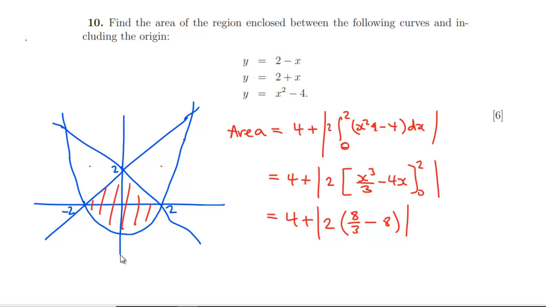Right, so we're taking the magnitude of that. So that is going to be 4 plus, well, we can switch it around and make it positive. So it would be 2 times 8 minus 8 over 3. So what is that going to be? 8 minus 8 over 3 is 16 over 3, 32 over 3 when you double it. So that's 10 and 2/3 plus 4, 14 and 2/3.